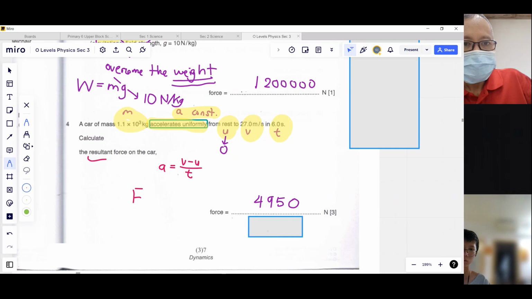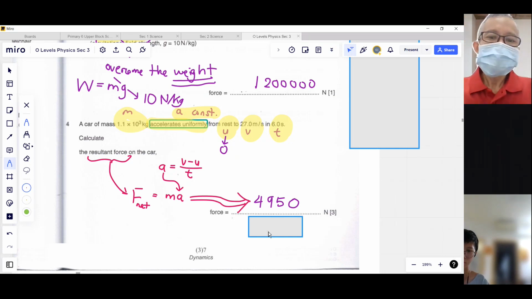And resultant force is the force F net, and F net equals MA. So basically, you sub your A over here and you should get your answer. Okay, Jingqian, don't skip it. This one is quite easy. Okay, guys, Jingqian, I want you to do that remaining question as homework. So I'll see you next week.